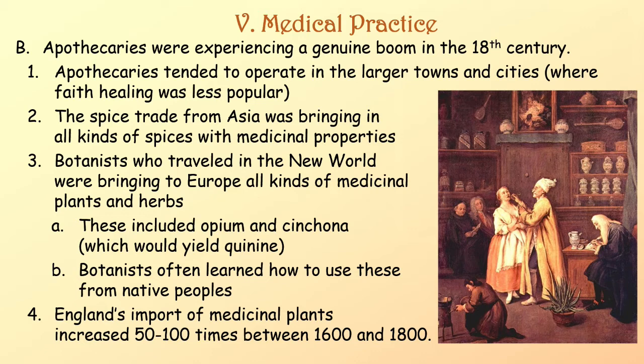Apothecaries were experiencing a genuine boom in the 18th century. Apothecaries tended to operate in the larger towns and cities where faith healing was less popular. And the spice trade from Asia was bringing in all kinds of spices with medicinal properties. And botanists who traveled to the New World were bringing to Europe all kinds of medicinal plants and herbs. And these included opium and cinchona, which would yield quinine. Botanists often learned how to use these from native peoples. And England's import of medicinal plants increased 50 to 100 times between 1600 and 1800.